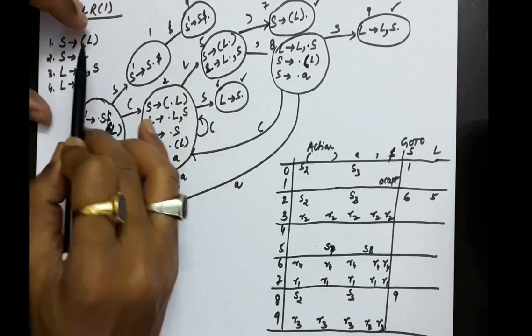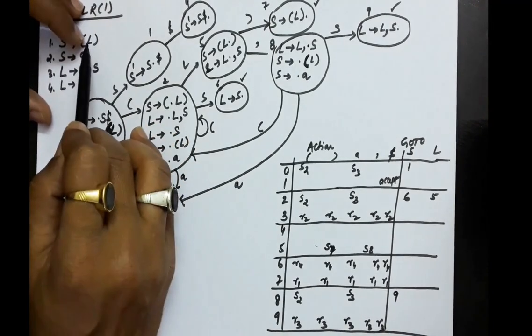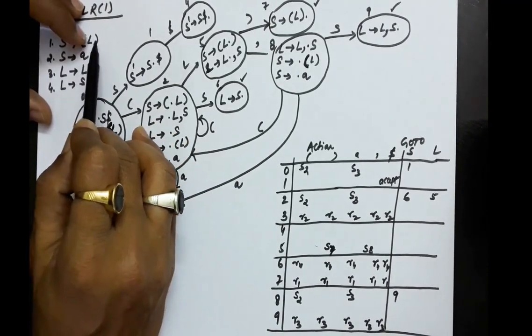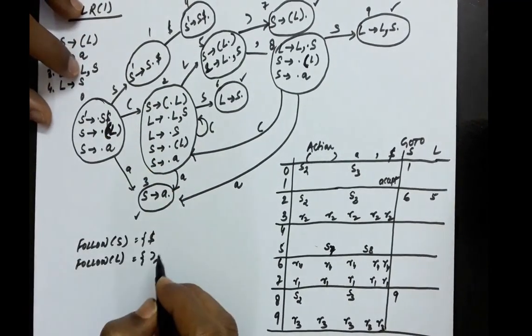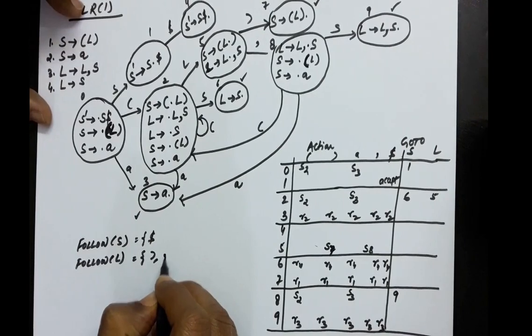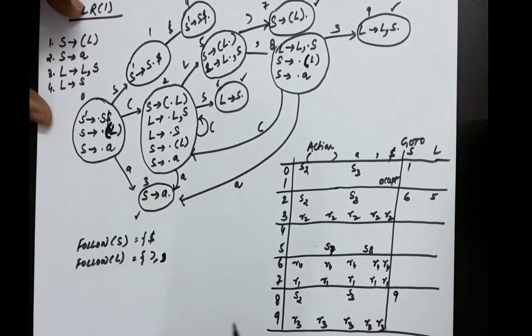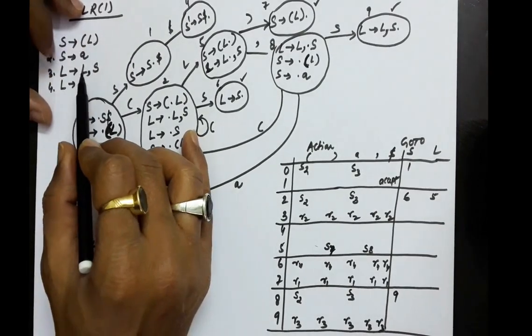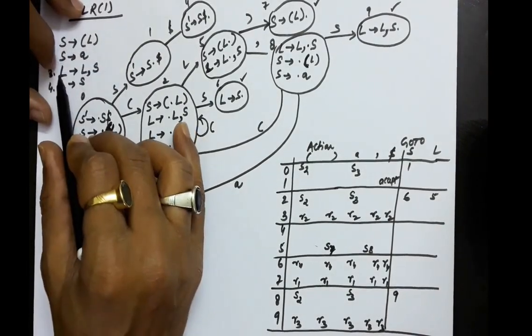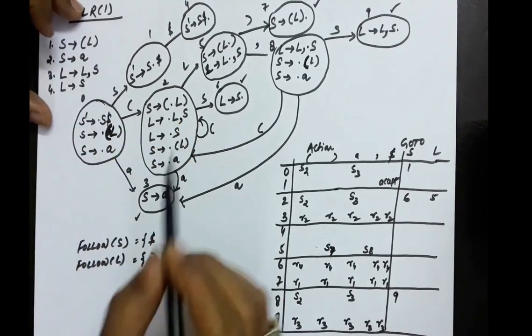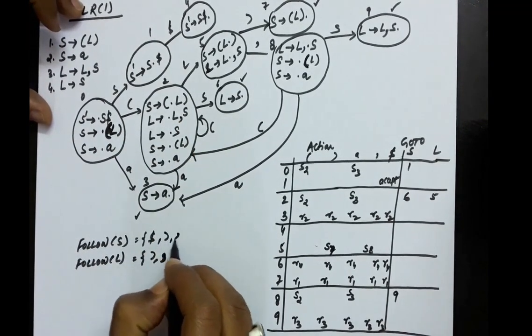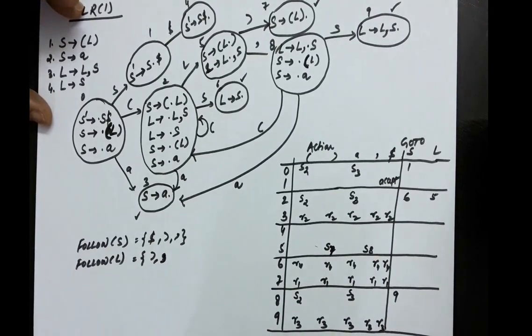Now find out what is the follow of L. Where the L appears on the right hand side, L appears here. So after the L there is a closing parenthesis. After the L there is a comma also. Now the follow of S is also follow of L. It means all the items which are there in the follow of L will also be there in the follow of S. So closing parenthesis and comma will be there in the follow of S also.